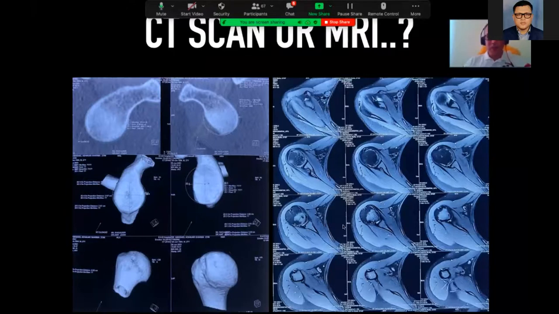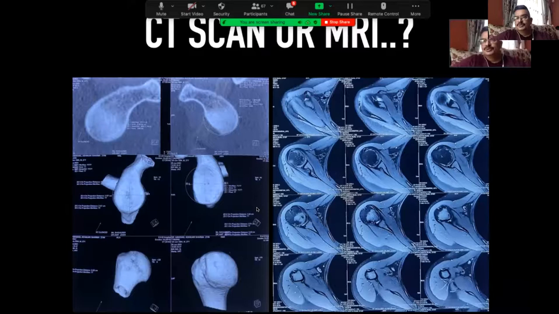Amit, sir, what is your vote? I actually love to do both. But if I am given one option to choose between CT scan and MRI, I'll definitely choose MRI first, because some degree of bone loss can be seen in MRI as well. If I find there is bone loss in MRI, then I'll contemplate a CT scan. The CT scan is not my first choice of investigation. But if given both options, I'll do both. If one, it is MRI.